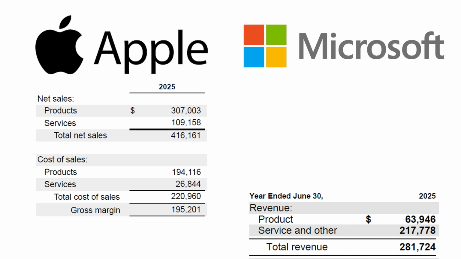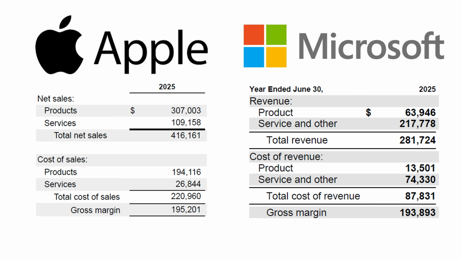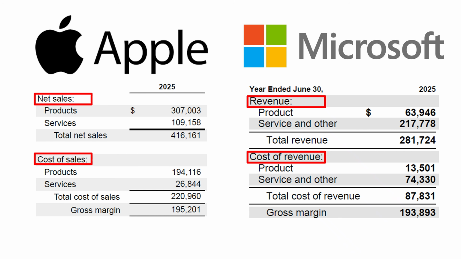Let's illustrate that with real-world examples from the financial reporting of two of the largest companies in the world, Apple and Microsoft. Apple uses the terms sales and cost of sales. Microsoft uses revenue and cost of revenue. Below that top level of either cost of sales or cost of revenue are cost of products and cost of services.